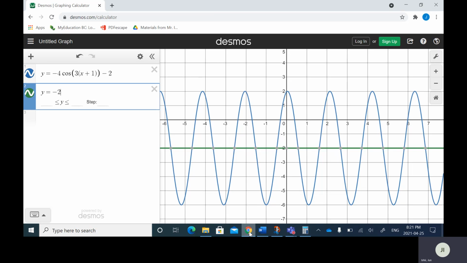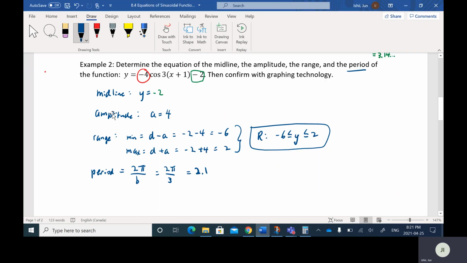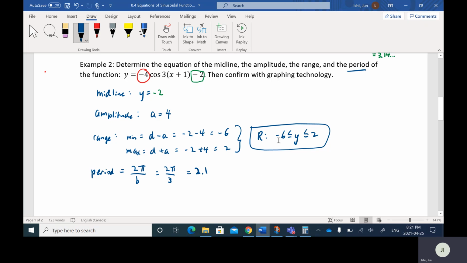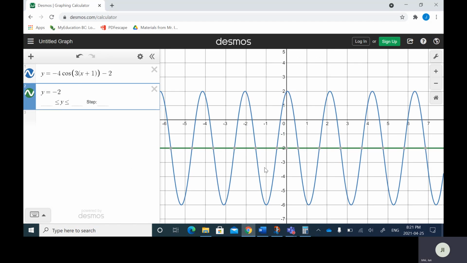Cool. Next up, let's take a look at the amplitude. We've got an amplitude of 4. Again, the distance from the midline to the maximum, you can count, is 4 units, or in other words, 2 minus -2 is 4. So that's confirmed. The range is between -6 and 2. In this graph, the low point is -6 and the high point is +2.